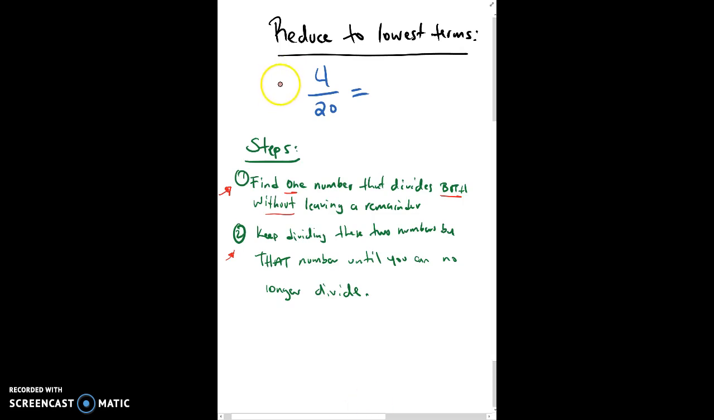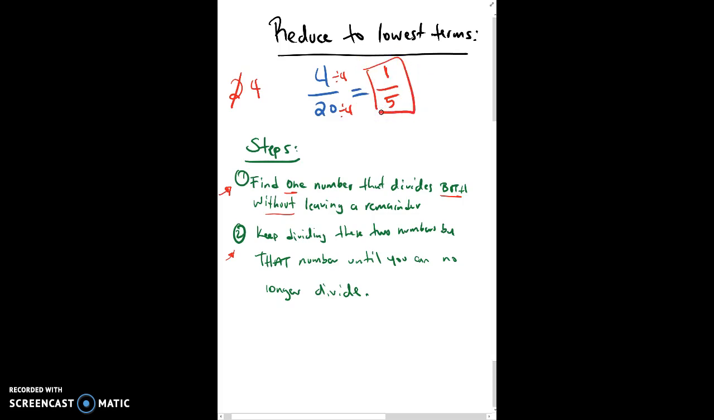So let's think of another number bigger than 2 that can divide 4 and 20. Off the top of my head, I can think of the number 4. So 4 divided by 4 is 1, and 20 divided by 4 is 5. And as we know, we cannot keep reducing this fraction because we already tried it by 2, and we already tried it by 1, and it gives the same answer. So the answer to this one would be 1 over 5.